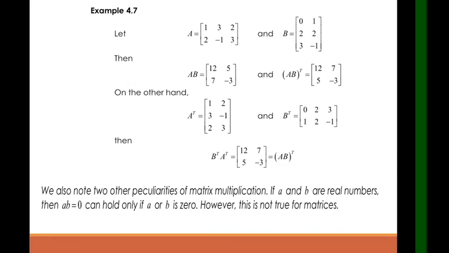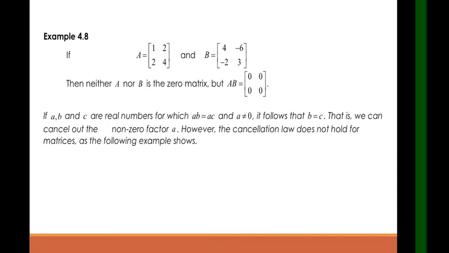Okay, I'm sorry. Nakaligtaan ko kanina. Okay? Now, another example, we have A equals quantity 1, 2, 2, 4, and B 4, negative 3, 6, negative 2, and then 3. Then neither A nor B is the zero matrix, but AB is 0, 0, 0, 0. If you will try to solve it, let's see, 1 times 4 is 4, 2 times negative 2 is negative 4, so that's 0. And then 1 times negative 6 and 2 times 3 is also 0. So, yung ending 0, 0, 0, 0 tayo.